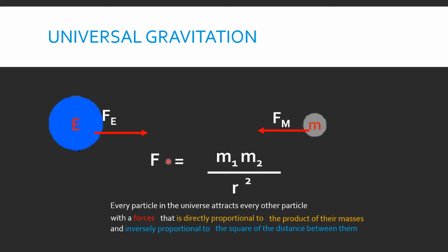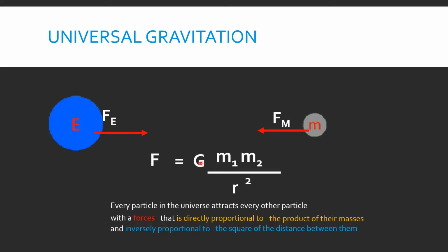Let's say this F is the force of gravity. So that force of gravity is directly proportional to the product of their masses, but inversely proportional to the square of the distance between these two objects. Another one, to show the proportionality in this equation, we have to put the letter G. What is this letter G? Letter G stands for the universal gravitational constant.